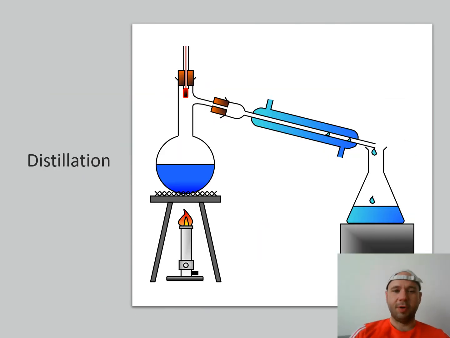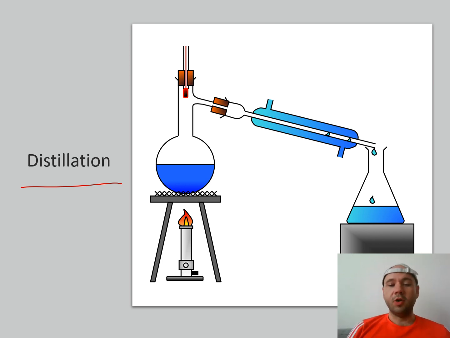Okay, so last separating technique we're going to look at is distillation. When would we use distillation? We would use it to separate a solution when we wanted to retrieve both the solute and the solvent. So unlike evaporation, in evaporation we heat the solution, the solvent is evaporated, only leaving behind the solute. In distillation, we should be able to retrieve both the solute and the solvent.